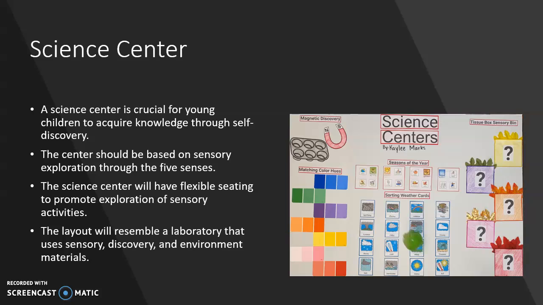And then in the middle, I have the seasons of the year. Students will have to cut and paste and match each season to the weather and the temperature. And then I have the sorting weather cards, which is just an activity for children to recognize the different types of weather. Then I have a tissue box sensory bin. There will be a variety of different materials in these tissue boxes, and students will have to determine what is inside of each bin.